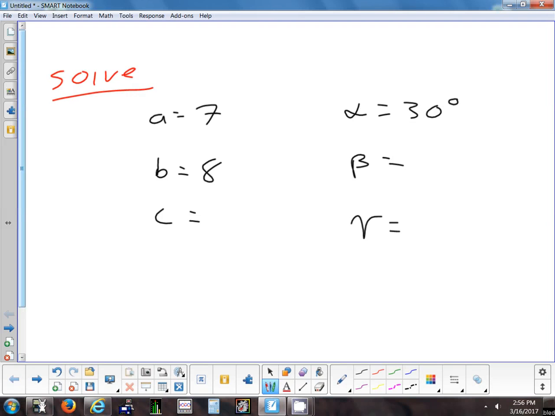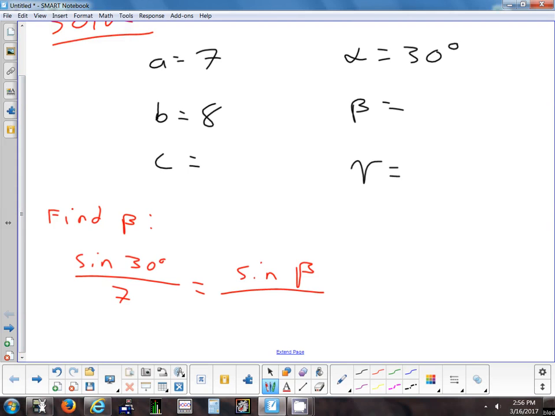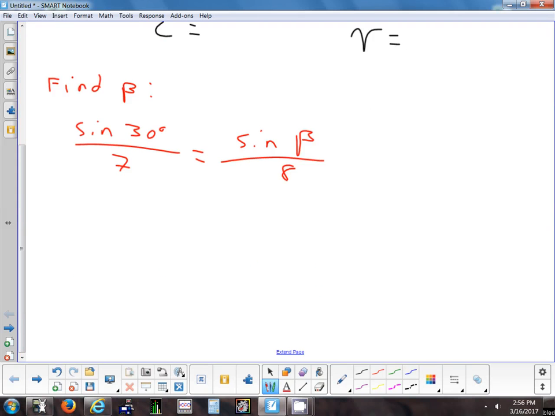So first thing we're going to do is solve for beta because it's the only thing we can solve for right now. Any questions on why we have to solve for beta? All right. So how would I set up my law of sines to solve for beta? You do sine of 30 degrees over 7 equals sine of beta over 8. That's good. Sine of 30 over 7, sine beta over 8. And to get sine beta by itself, how would I move 8 to the other side?